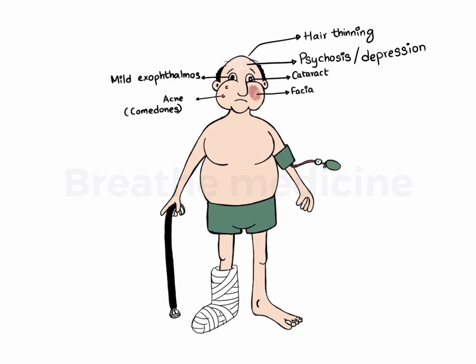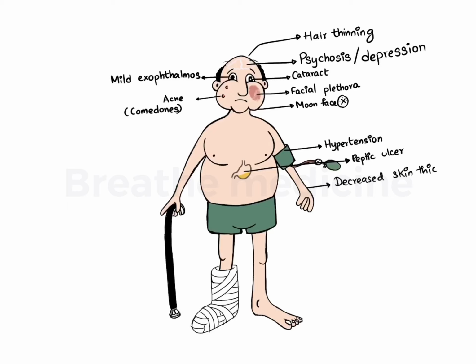Then there's facial plethora, a red complexion, which is one of the earliest signs of Cushing syndrome. Moon face is a classical feature. When there's cardiovascular involvement, the patient will present with hypertension, hypokalemia, and edema. In GIT, peptic ulcer will be seen, and there's decreased skin thickness in the patient. Central obesity due to distribution of fat by lipolysis, and when you do a blood checkup, hyperglycemia, a metabolic condition, is seen due to glucose intolerance.